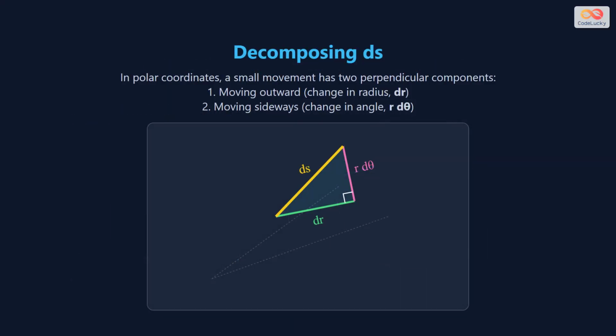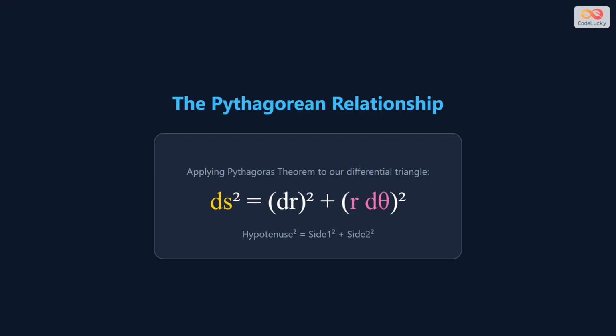Now, let's break down this tiny segment ds in polar coordinates. Moving along the curve involves two simultaneous changes: a change in the distance from the center, dr, and a change in the angle which moves us sideways, represented by r times d theta. These two components are perpendicular to each other, forming a right-angled triangle.